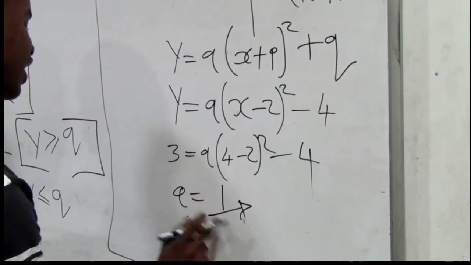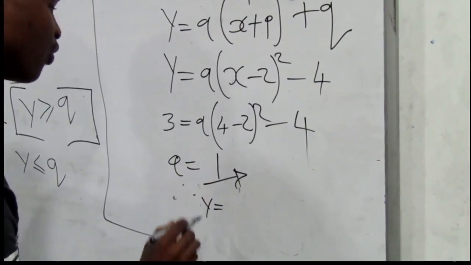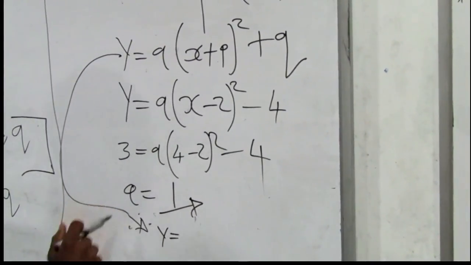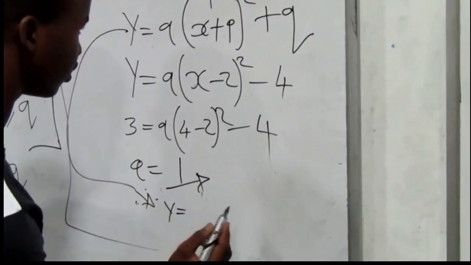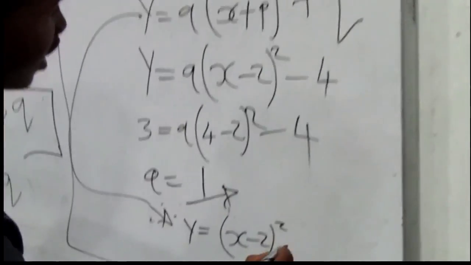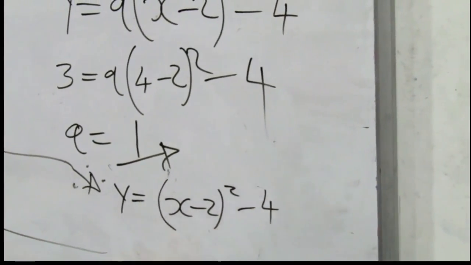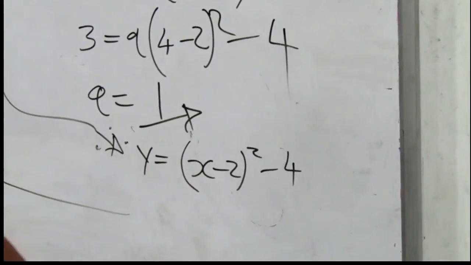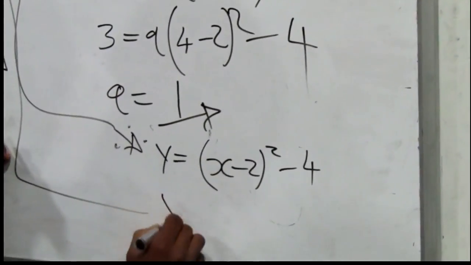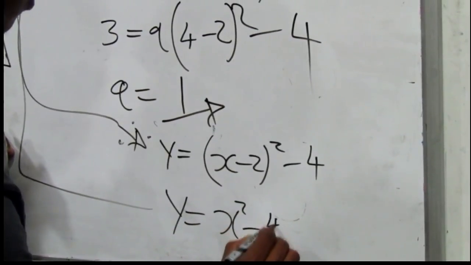Then, after getting your a, you conclude and say, therefore, y is equal to, you substitute 1 into the given function. Our a is 1, so there is nothing to multiply. We're going to say y equals (x minus 2) squared minus 4. Then you expand this, and after expanding, you simplify it until it gives you a quadratic format. Let us presume again that it is going to give us x squared minus 4x.